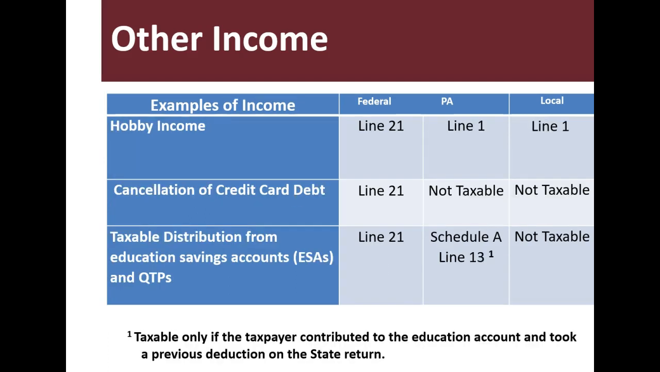Hobby income is taxable. Cancellation of credit card debt, fortunately, is not taxable in Pennsylvania and local. Again, taxable portions of education savings accounts are only taxable to Pennsylvania if they took, say this is a 529 distribution, if they took a 529 exclusion or deduction on a previous return, then you might have to claim it as income.